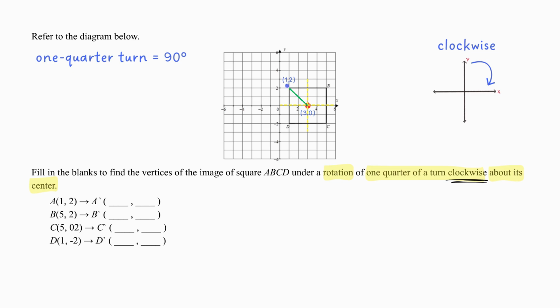Let's start with point A. We have that at 1, 2. Now let's imagine a mirror was placed vertically in the middle of the square. We are imagining the mirror there because we are rotating clockwise. This means to the right. So A prime, or the reflection, will be at 5, 2 now.